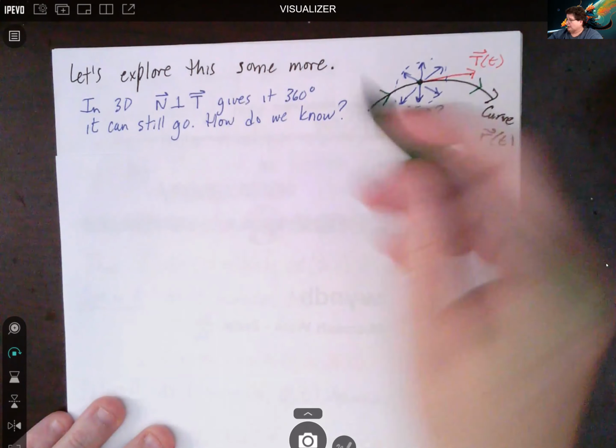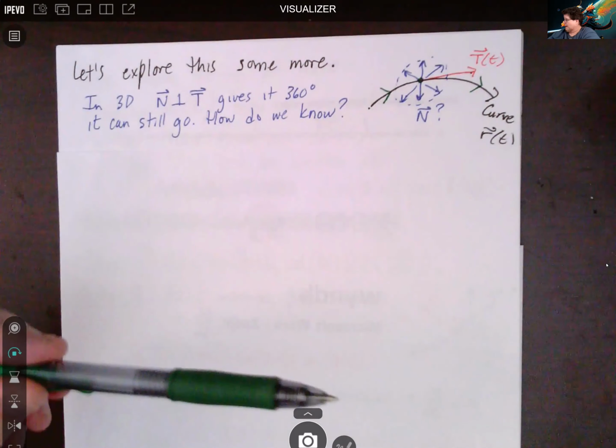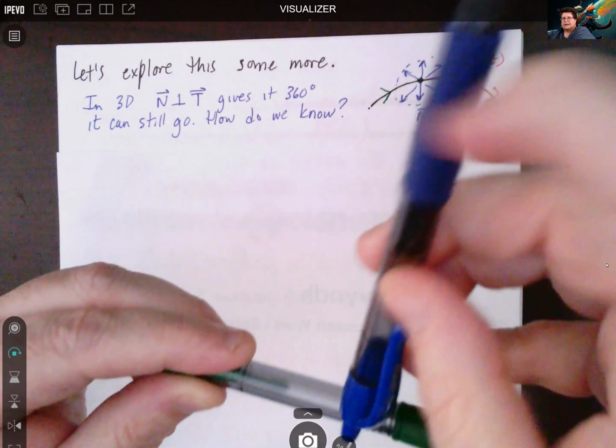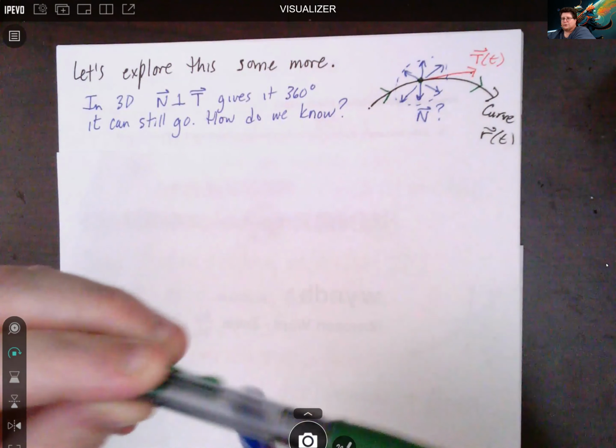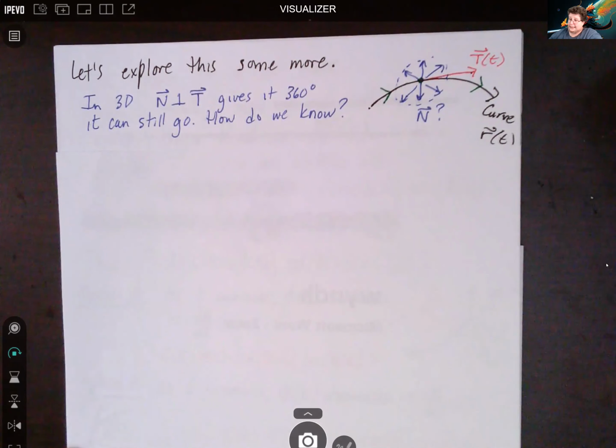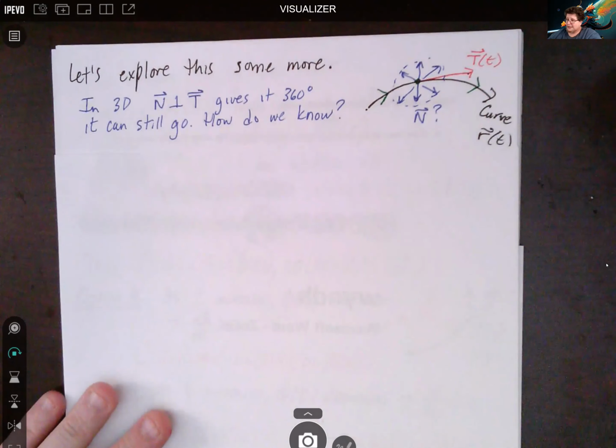It's like having a wire, and my vector can come out of it in 360 degrees. That normal vector is orthogonal, but which way do we go? So how do we know which vector is N? It seems like that's pretty important.